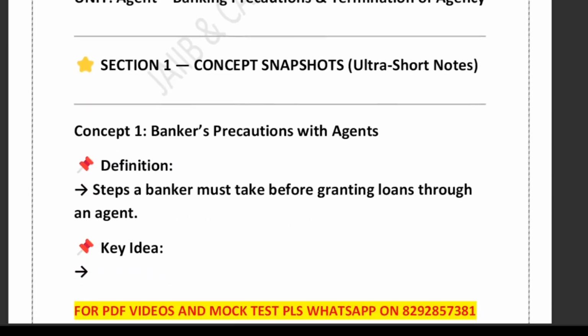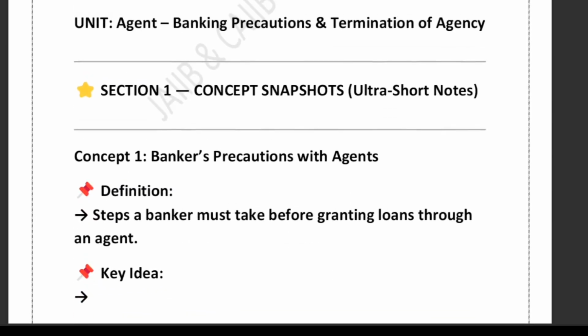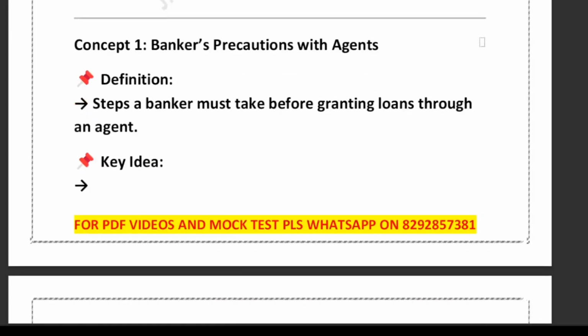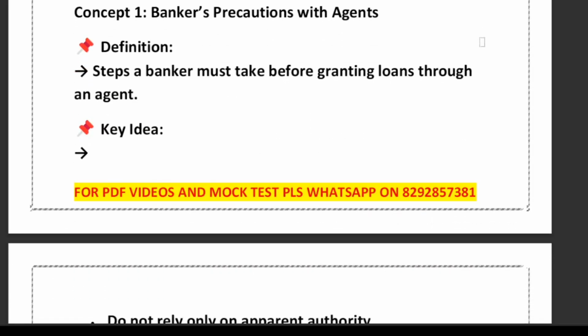Now, the next thing is banking precaution and termination of agency. Let's talk about the banking precaution. Before granting a loan through an agent, what should a banker check? And how does an agency legally end? Let's break it down. So, banker's precaution: the steps that bankers must take before granting a loan through an agent.